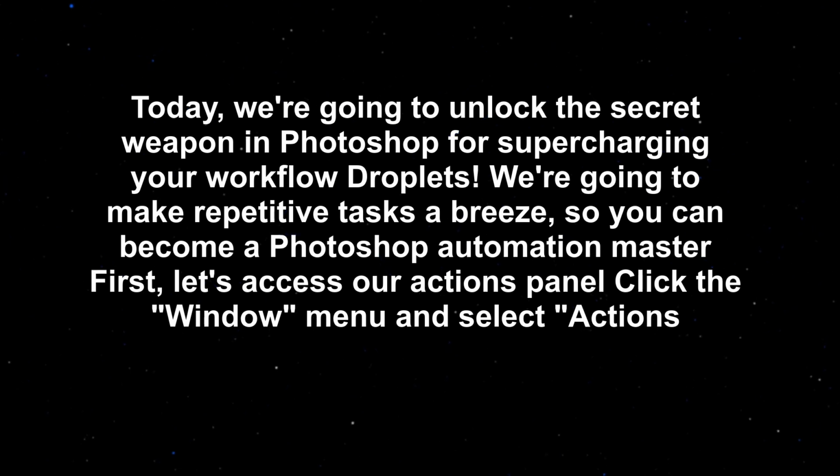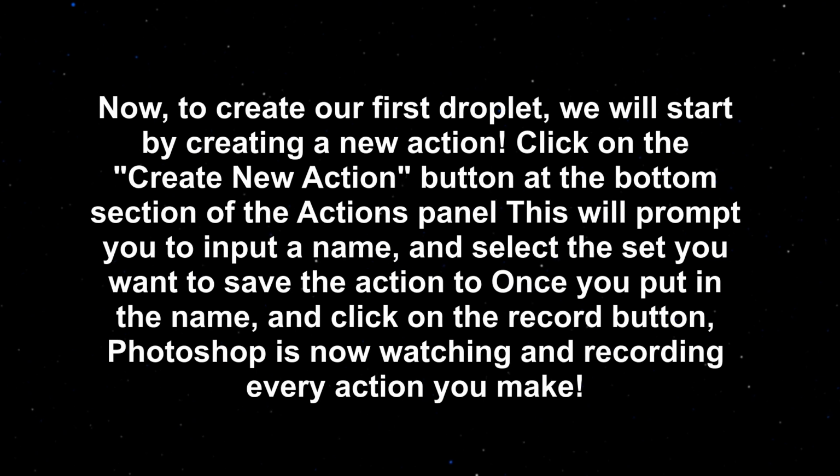First, let's access our Actions panel. Click the Window menu and select Actions. Now, to create our first droplet, we will start by creating a new action. Click on the Create New Action button at the bottom section of the Actions panel. This will prompt you to input a name, and select the set you want to save the action to.